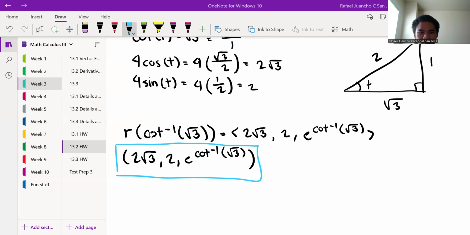Done. So 2 square root of 3 is my x-coordinate, my y-coordinate is 2, and my z-coordinate is e to the arc cotangent of square root of 3, which again is just a number. Yeah, it should be that. And if I hit submit, I should get it, hopefully. Nice. Okay, now we move on to this next one. We have 4 more, so let's keep pushing.